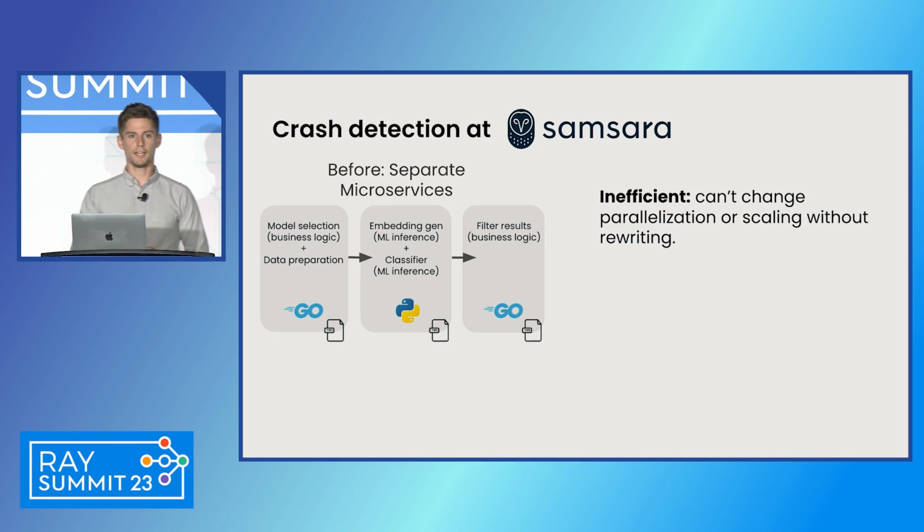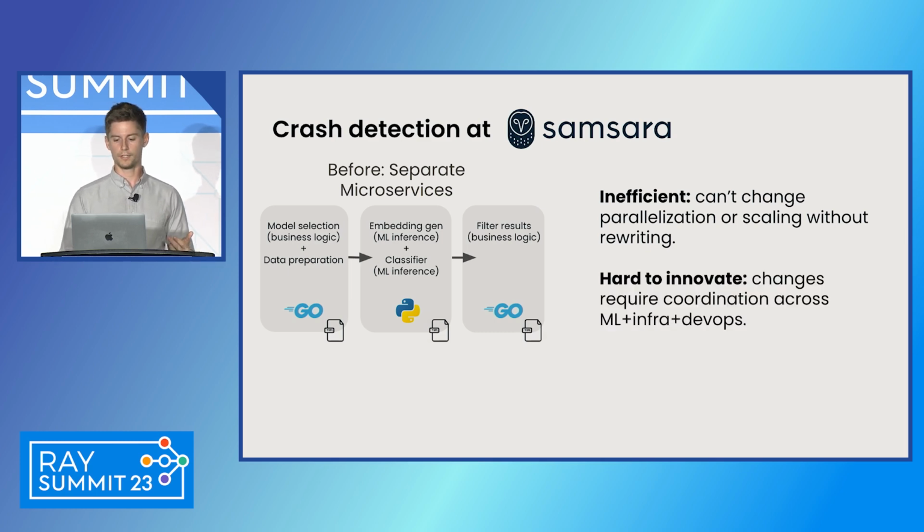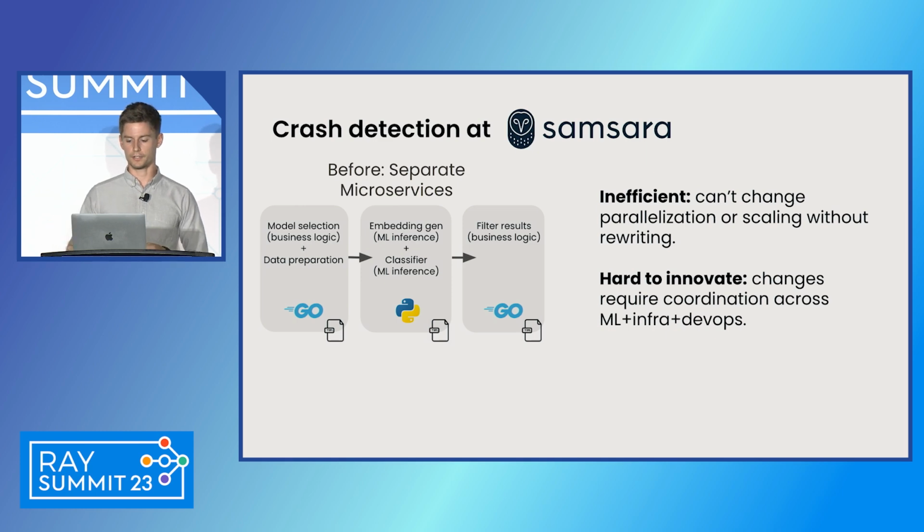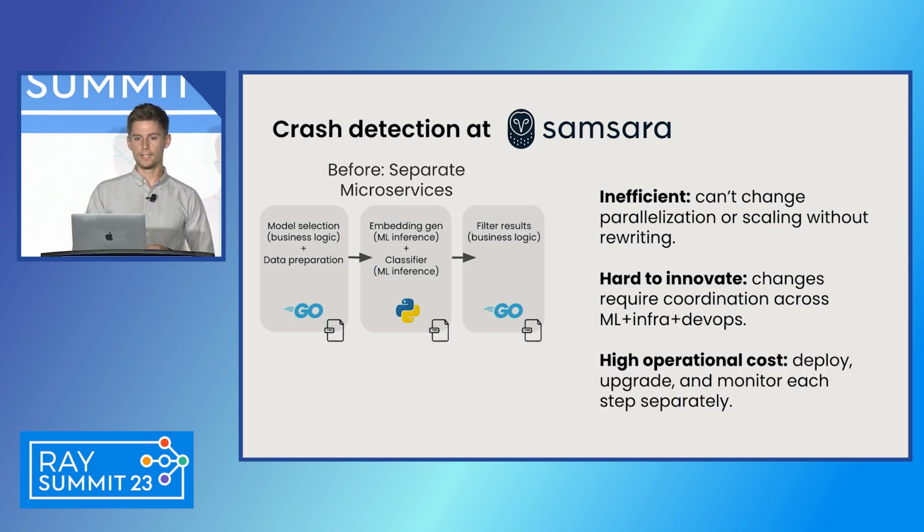So the first is that it was inefficient, and they had a really hard time changing their parallelization and scaling strategy without rewriting a large chunk of modeling, infrastructure, and DevOps code. Any kind of innovation was difficult because they had to coordinate across these multiple teams if they wanted to change anything about their architecture. And this also meant that they had a high operational cost.